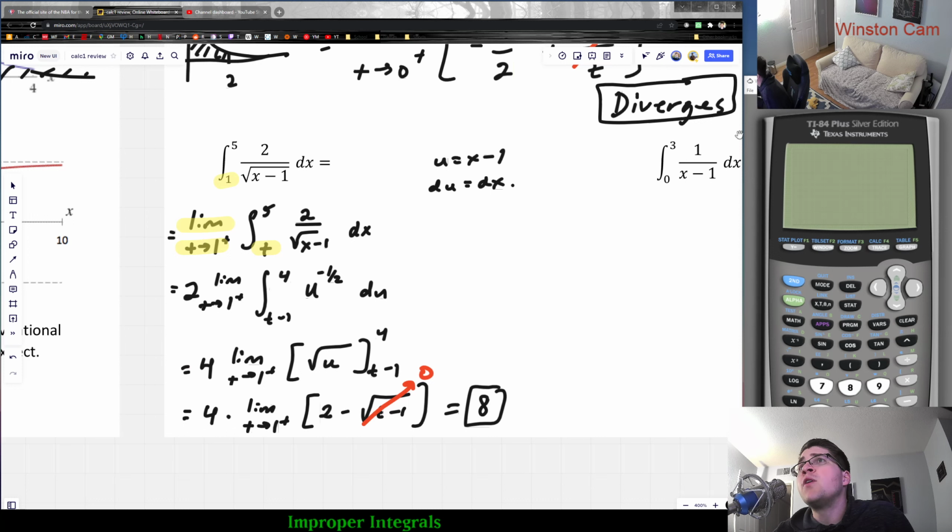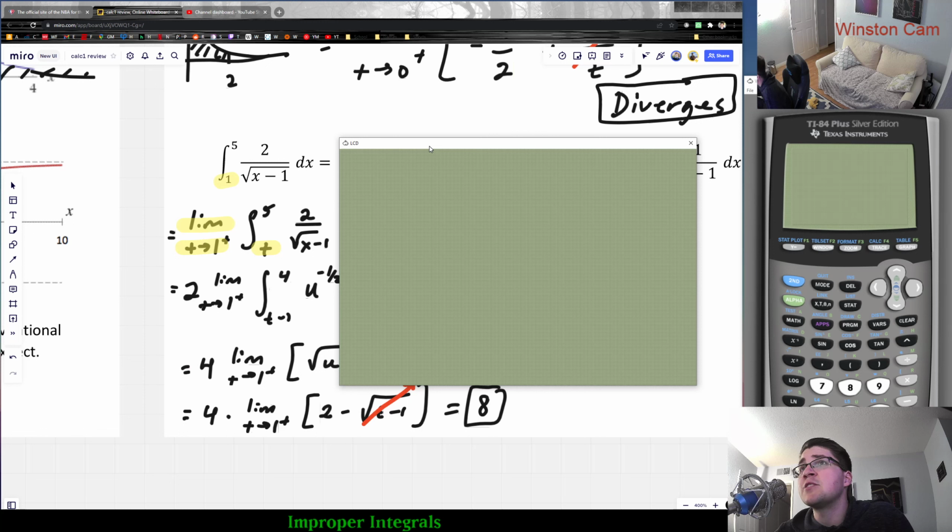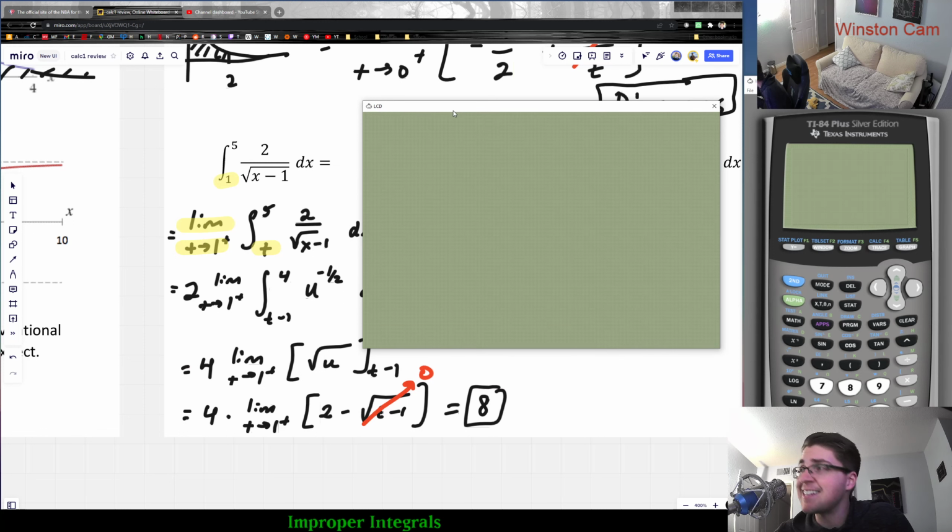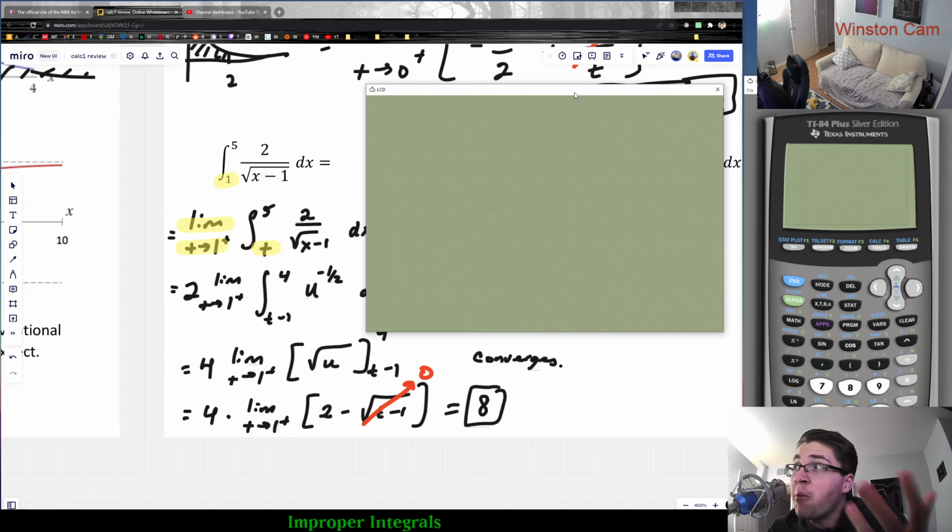Before we move on, let's take a peek at what this function looks like so we can get a sense of this. What we'd say is this is a convergent portion of area. So this converges, whereas the previous example in the previous video was divergent. Some improper integrals converge, some diverge. It just depends. You've got to do the math to figure it out.